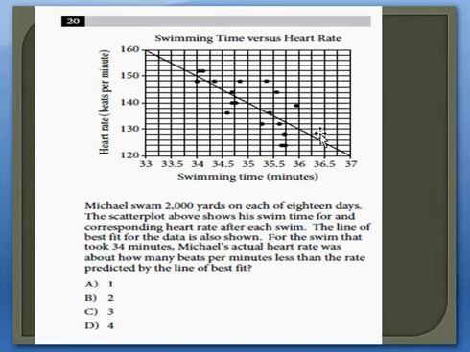You don't really have data to support it, but you assume that it would be on the same straight line. But you're more prone to be inaccurate when you go outside the range of the data. For us, the data is within the range of something between 34 and 36. So you're going to be more accurate if you try to predict the heart rate between those swimming times. That's a notion that you should be aware of.